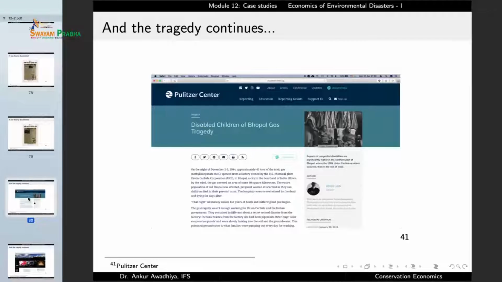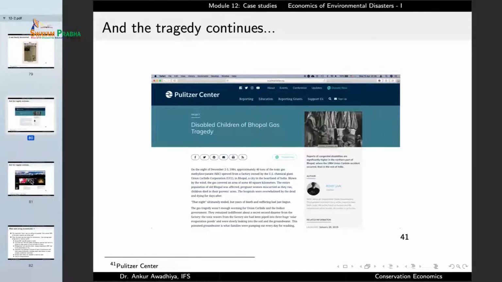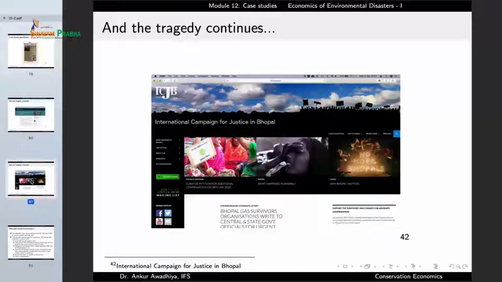And the impacts of the release of methyl isocyanate on that night still continue. People are still disabled, people are still sick. Now, the basic question is, why did we have such a tragedy? Well, Union Carbide happened to be a very established name, a very respected name. So, how was it possible that we just could not foresee the risk and we could not manage the risk? How was that possible even?